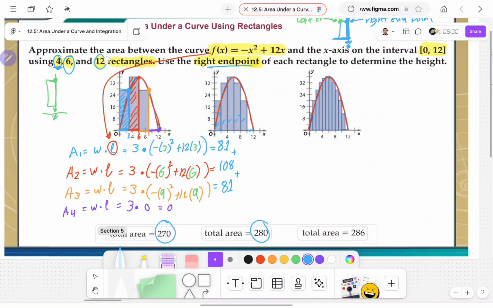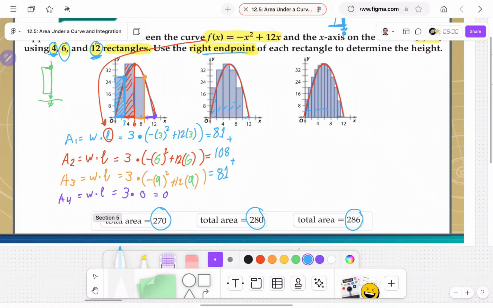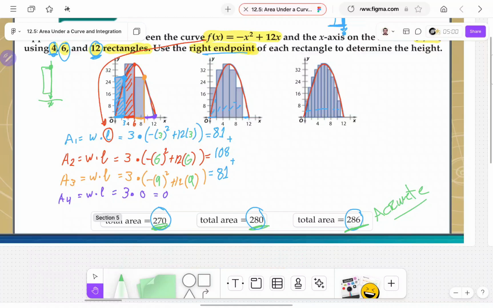Same thing if I have 12 rectangles. With 12 rectangles, I need to add the area for all of them until I find the area, which is 286. And see the rule that we said: more rectangles, more accurate. See, it was 270, 280, then 286. So this one is the more accurate area that I can get from rectangles.